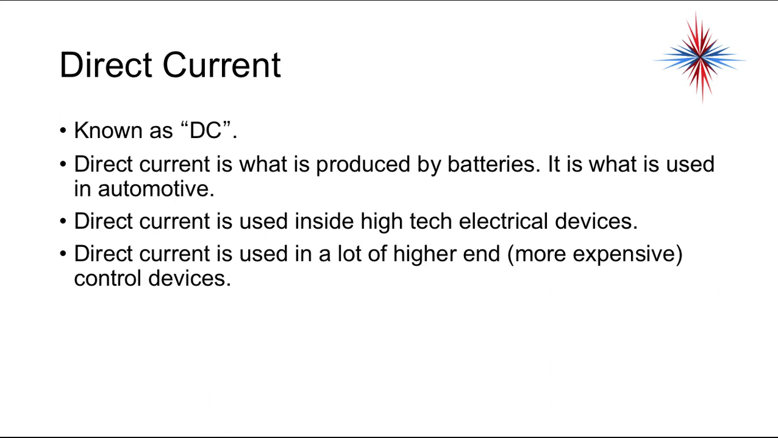Direct current is known as DC. Direct current is what is produced by batteries and has primarily been used in automotive, although we are seeing more and more coming into the digital controls of heating and air conditioning. Direct current is used inside high-tech electrical devices like your computers and iPads. Direct current is used in a lot of higher-end, more expensive control devices.